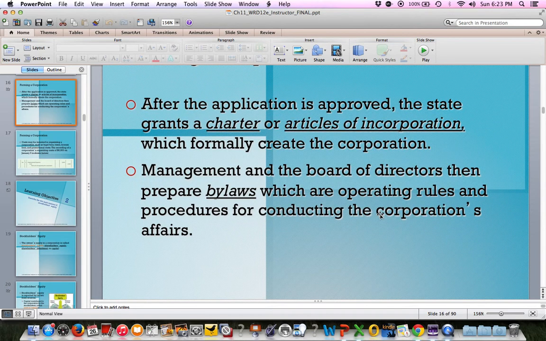Once the application is approved, the state grants a charter or articles of incorporation, which formally creates the corporation. Every state has a Secretary of State, and that is the department that would handle these kinds of things. Management and the board then prepare bylaws, which are operating rules and procedures for conducting the corporation's affairs. So a bylaw is basically what management and the board put together that says here's how this company will be governed and run.